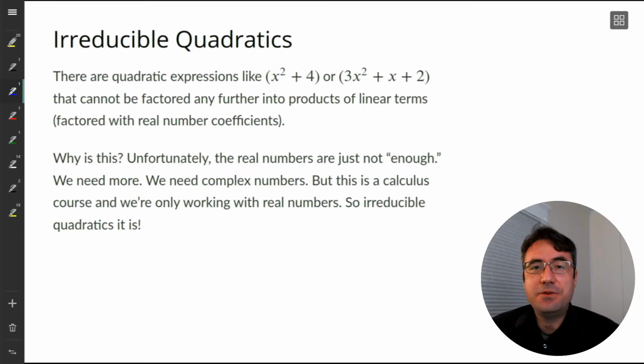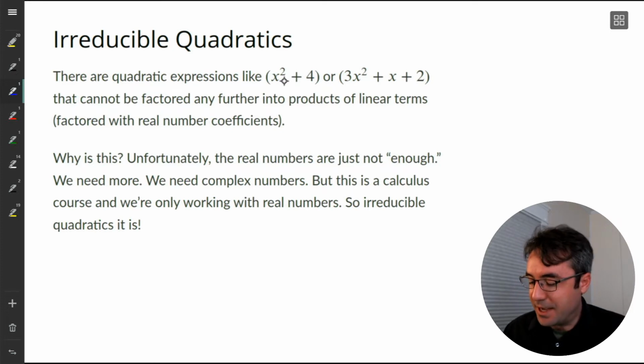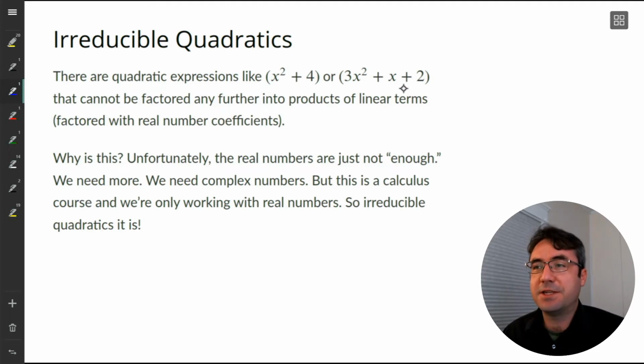And so we do come across these irreducible quadratics, just like we saw in the last example. So things like x squared plus 4 or 3x squared plus x plus 2 cannot actually be factored any further into linear terms. So we can't break these apart anymore. And the reason for this is just that the real numbers are not enough. In order to factor these further, we actually need to work with complex numbers. Now, we're in a real variable calculus course, so we're not dealing with complex numbers. So this is as far as we're going to get.